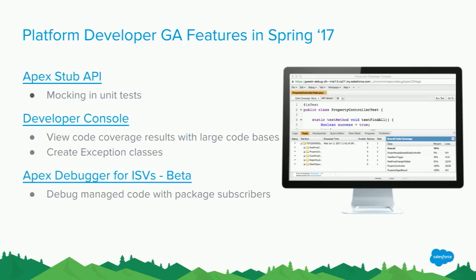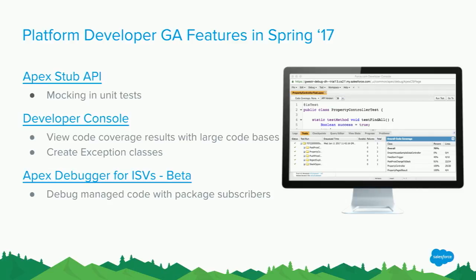Fantastic. So is that it? That's all we have for DX? No, let's jump back to slides. So I should talk about which things are generally available in Spring 17. Again, these things are all aimed at scale and making you more able to execute your vision on the platform.